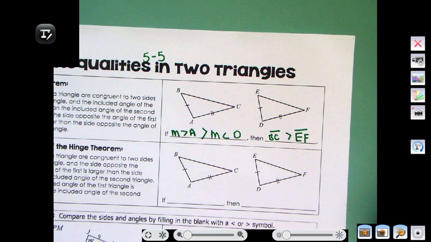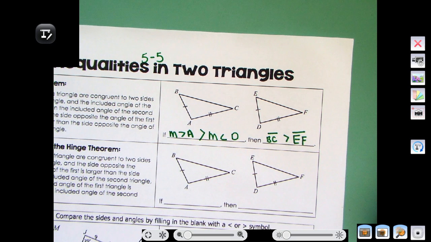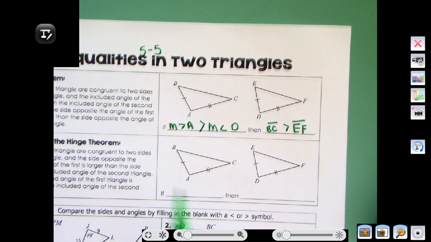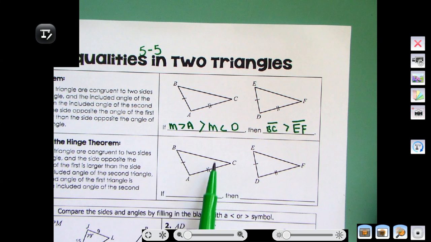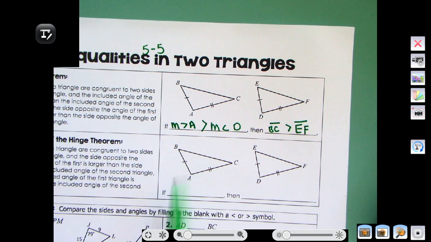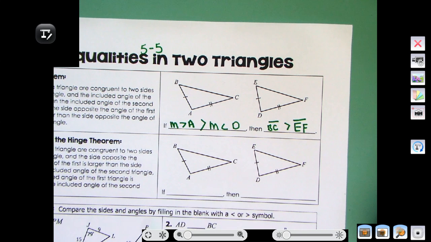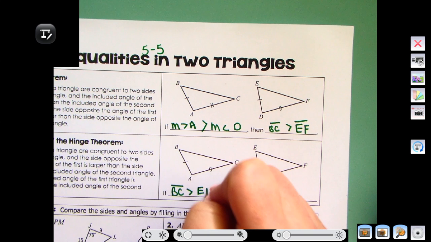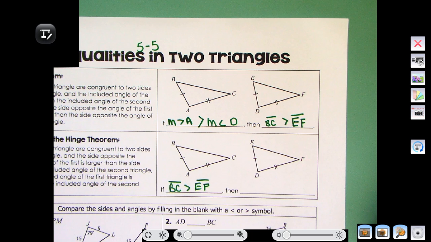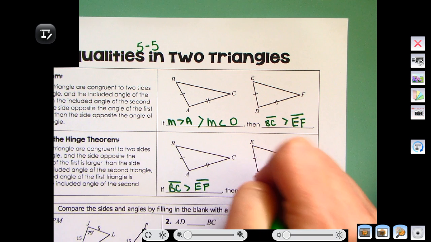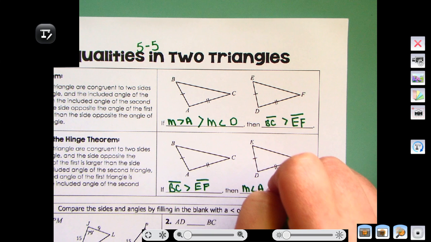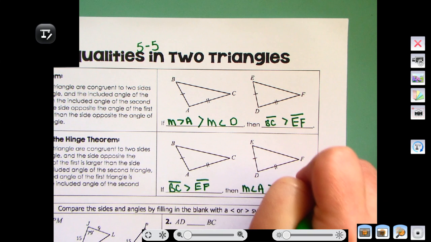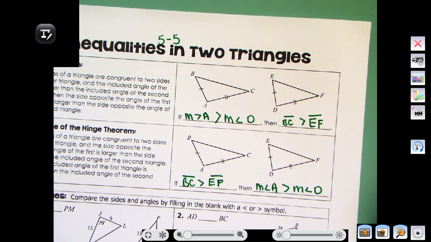And then the converse of the hinge theorem is just saying that backwards. So instead of reading all of this, it's basically saying if I say that BC, the segment across from the angle, is bigger than the segment in the other triangle, then that means that the angle must be bigger as well. So if I say that BC is greater than EF, literally just backwards, then that must mean that the measure of angle A is bigger than the measure of angle D. And that's the converse of the hinge theorem.